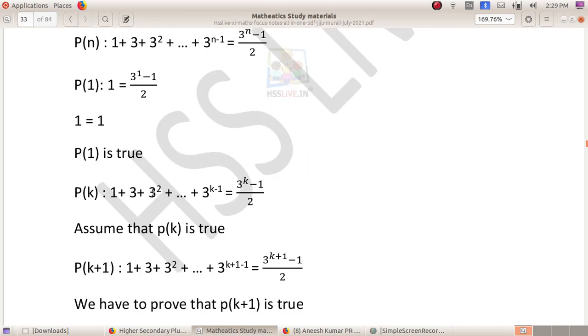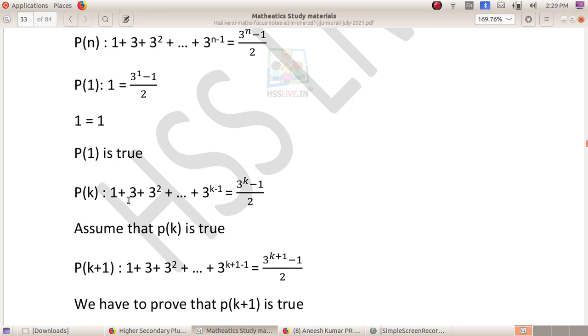Then by our assumption, it is true for n equal to k, that is P(k) is equal to 1 + 3 square + etc. + 3 raised to k minus 1 equal to (3 raised to k minus 1) by 2. How is this proved? This is proved by our assumption only. We are assuming that this is true for n equal to k. Then we are taking the last term, a very important term, P(k+1).